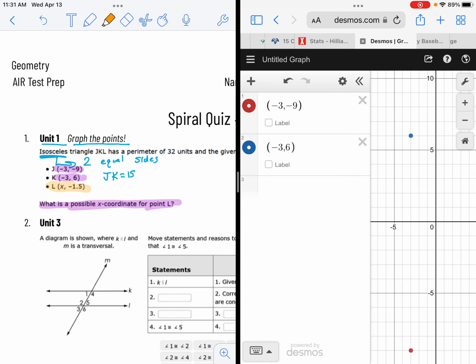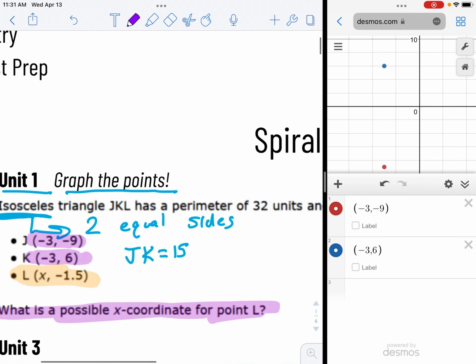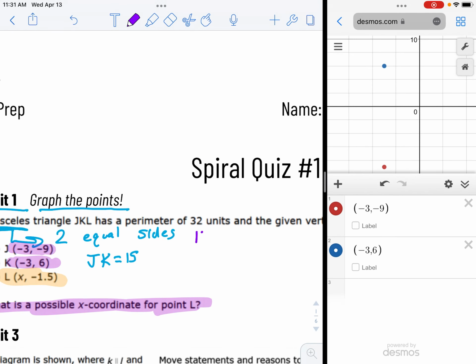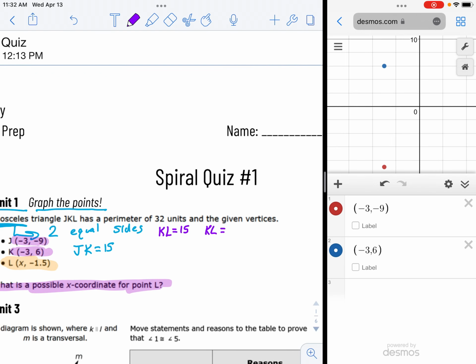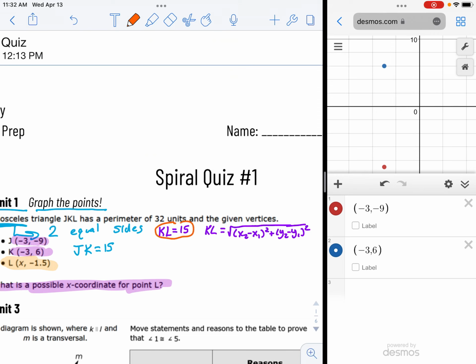We don't know what that value is for x. We can't even plot that into Desmos, but what we can do is say KL has to equal 15, and while we're at it, we're going to use the distance formula. And remember, this distance formula is given to you on the air test. We just have to use our resources. So just plugging and chugging from here. That's 15. Doesn't matter which one's which.